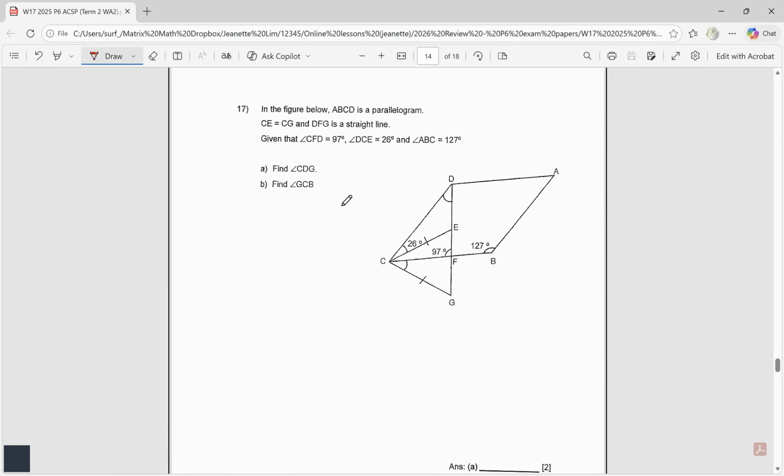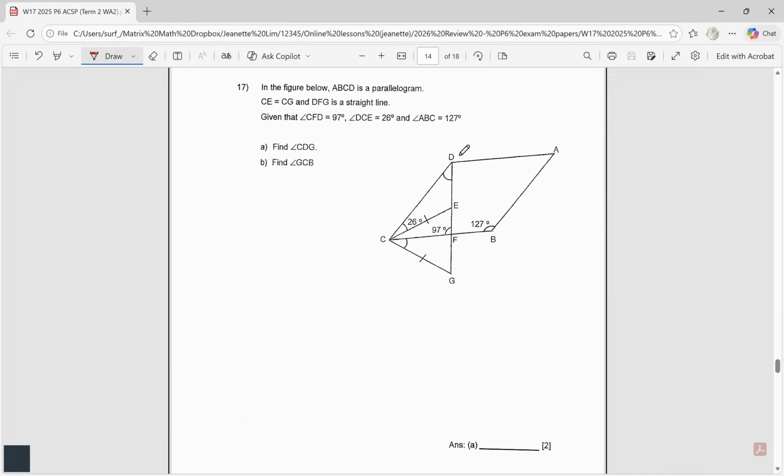Question 17. Figure below, ABCD is a parallelogram. Then CE and CG are equal, which they have already marked out. And DFG here, this one, straight line. You're given 97, given 26, given 127. Find CDG. CDG, this angle over here. Okay, we have parallelogram. Let's mark down all the parallel lines. They could be useful. So these two and these two.